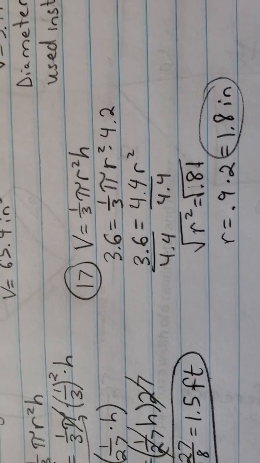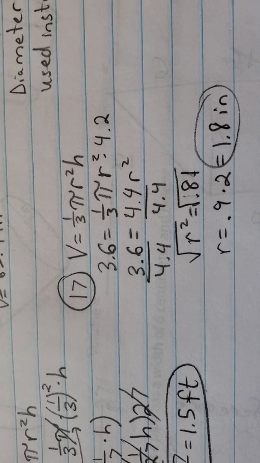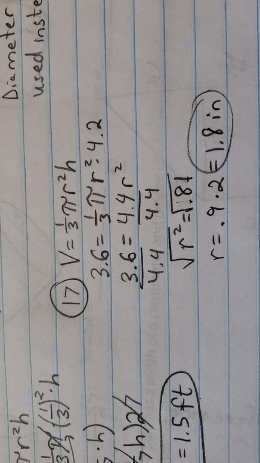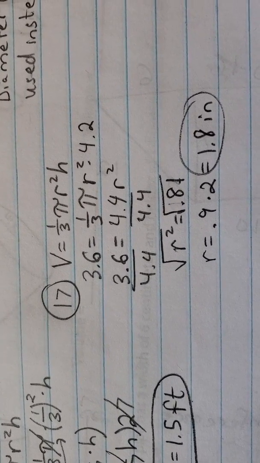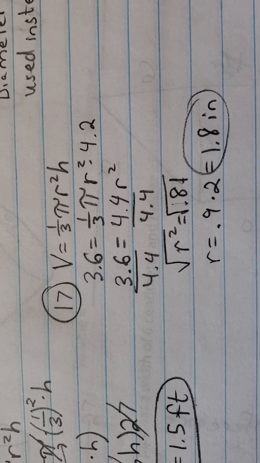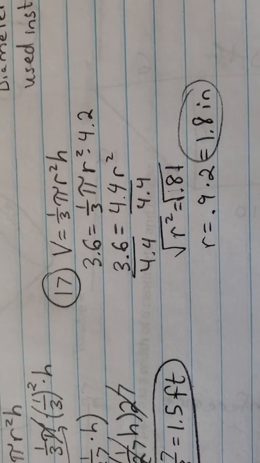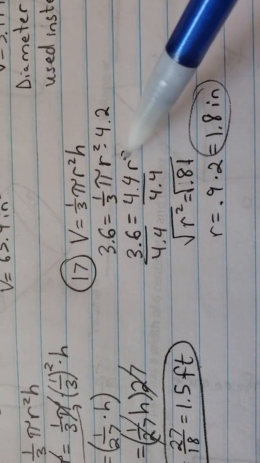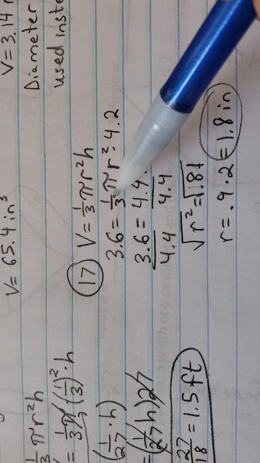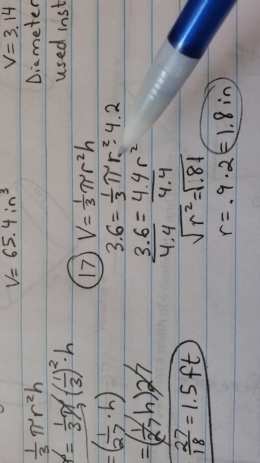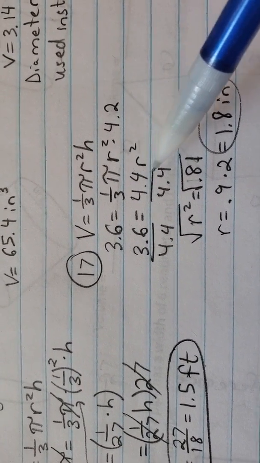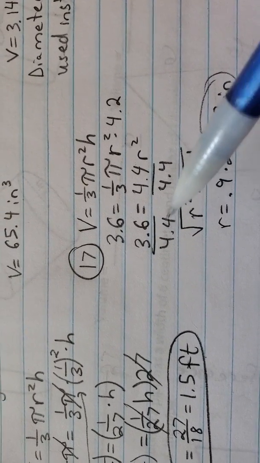17 is the challenge question, guys. For 17, I'm plugging in 3.6 for volume. Then I have 1/3 pi r squared times 4.2. I multiplied a bunch of stuff together to get this 4.4. I multiplied 1/3 times pi times 4.2. I get 4.4.